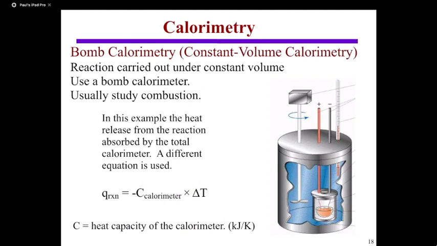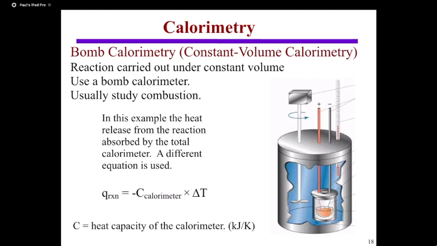Now, where in real life would we use this? You know all those calorie items on your food? This is the kind of experiment that we do to calculate how much energy is in the food. Now, this calculation value is a little bit simpler. The heat of the reaction is equal to the change in temperature times the heat capacity of the calorimeter times the negative sign. Now the heat capacity of a calorimeter for this one is in a value of kilojoules per Kelvin or kilojoules per degree Celsius.